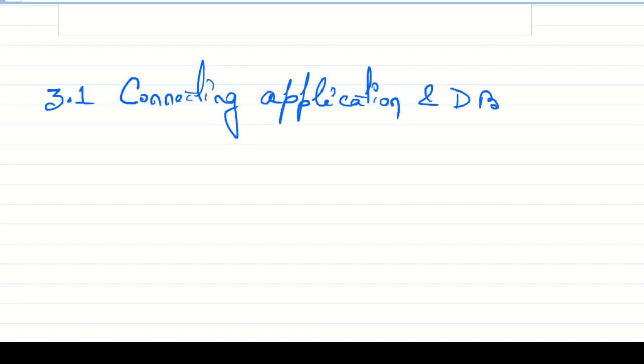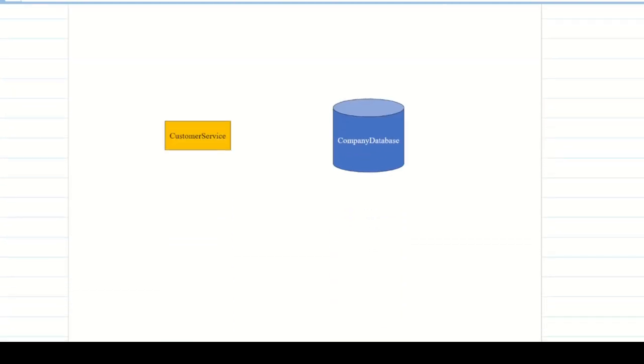Connecting our application with the DB that we have created. Now let's see an image. So we have an application called customer service running. We have a company database application running. Some kind of connection we have to establish.